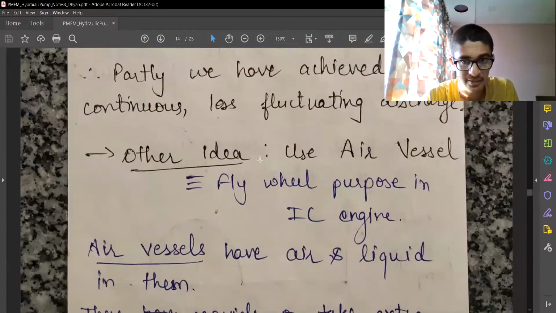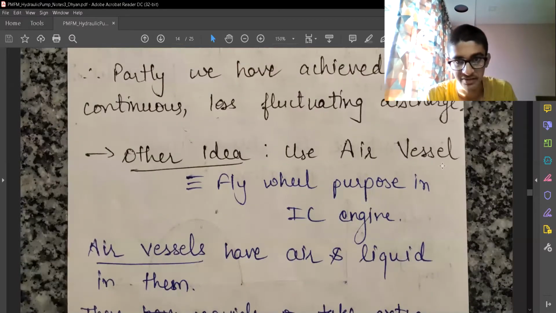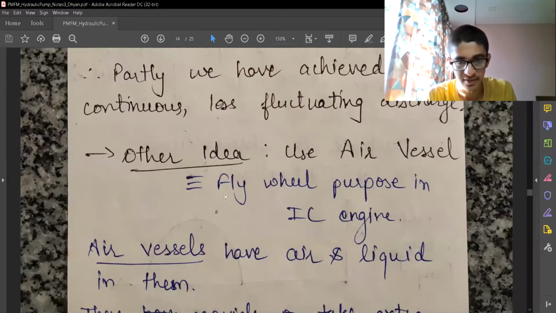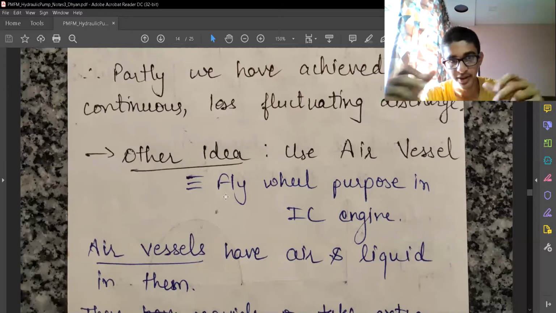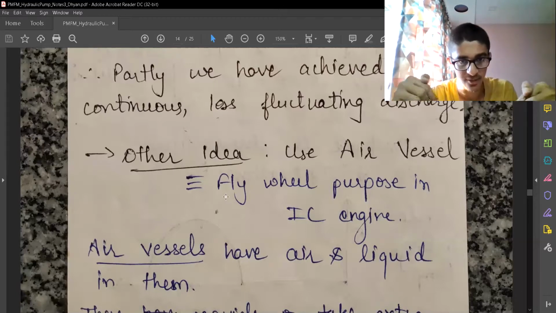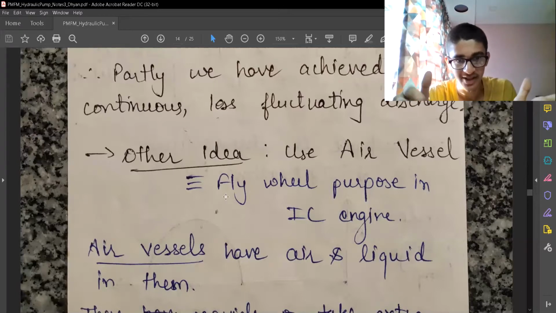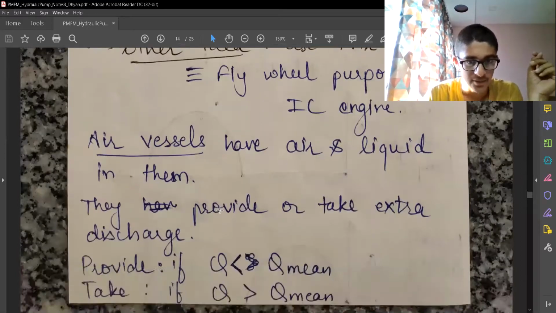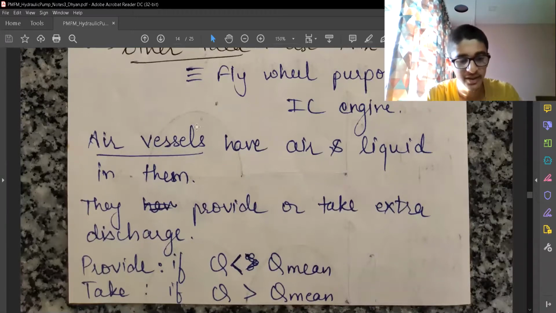Another idea is that we can use air vessels, which I'll explain in the next video. Another thing is that we can use a flywheel, same as in an IC engine, which makes the torque available from the cylinders more averaged out. So it gives less fluctuation in the power delivered. I'll introduce air vessels in the next video.